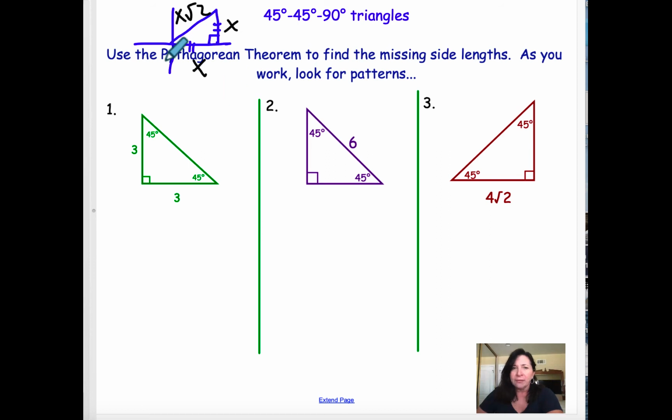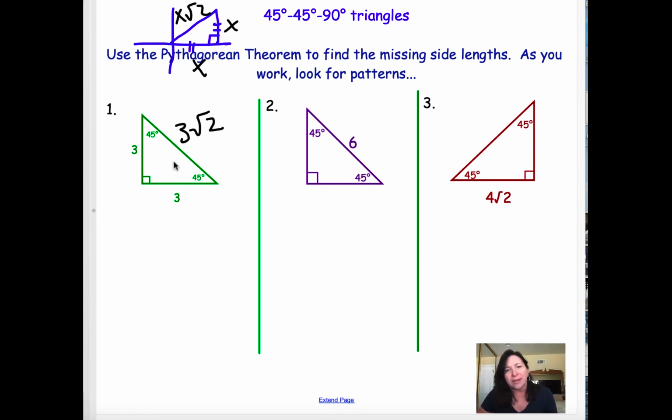Okay? Whatever this side is, that's the same side because it's isosceles. And then the hypotenuse is x root 2. And so what you're looking at is if these are the same values, you've got x, x, x root 2. So in this case, 3, 3, this answer is 3 root 2.